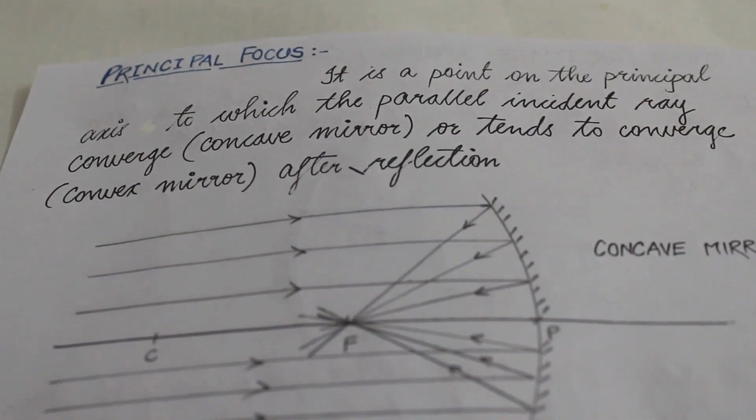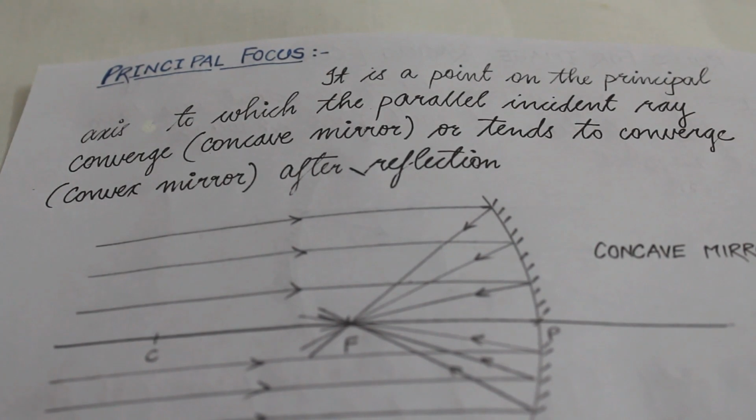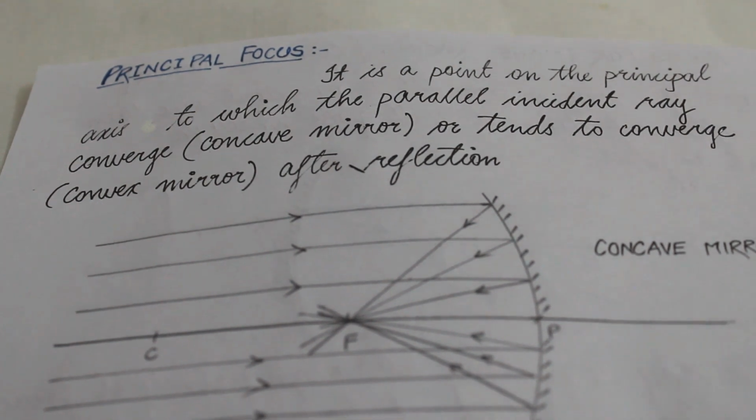This is because a convex mirror is diverging in nature and the reflected rays never converge at a point. We assume that they might converge at a point. So it is basically a point on the principal axis to which the parallel incident rays converge or tend to converge after reflection.